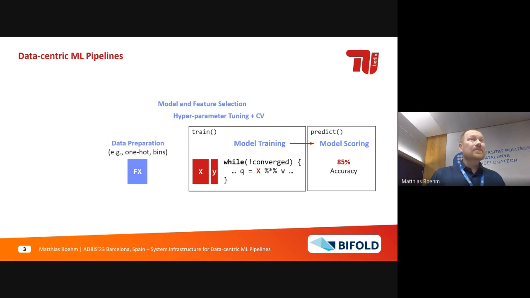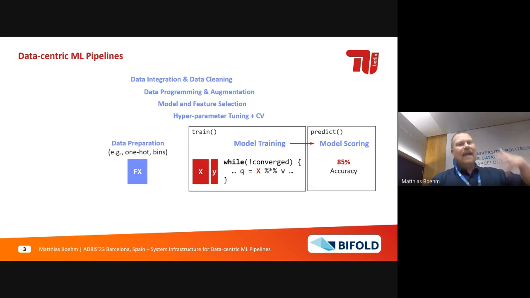Now, in data-centric ML pipelines, we have additional outer loops around that for data programming and augmentation. Starting with a small labeled training set, we perform transformations in order to generate synthetic training examples, which is known to often improve accuracy. Additional outer loops are there for data cleaning and preparation, where we try to enumerate effective data cleaning pipelines that ultimately yield better model accuracy.